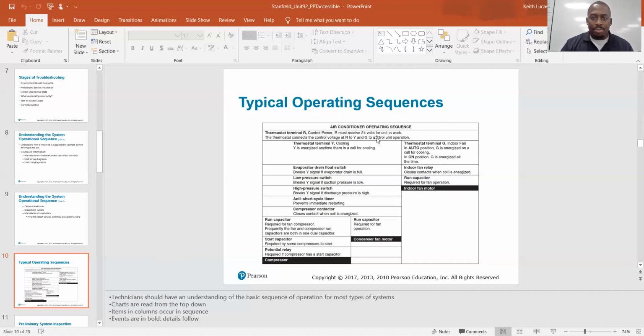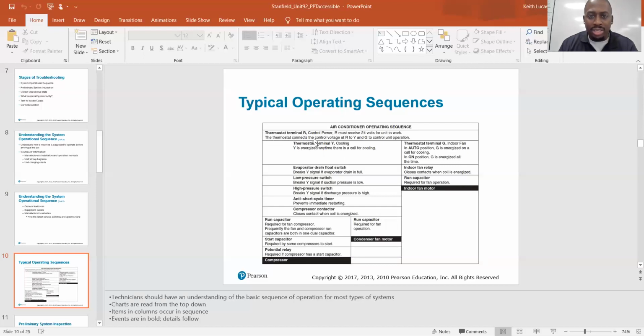We have air conditioning operation sequence, thermostat terminal R, control power. R must receive 24 volts for the unit to work. Everybody should know that. Anybody who doesn't know that, you know it now. But if I could see anybody's face right now and they were confused, it'd be push-up time, because now we all know this. R needs to be energized in order for anything to work.